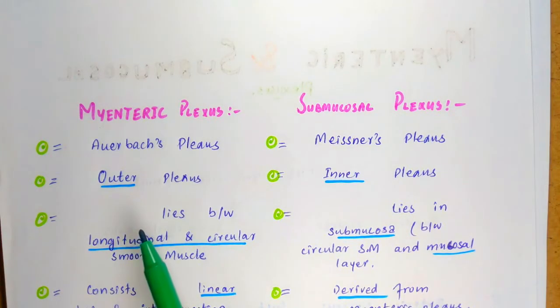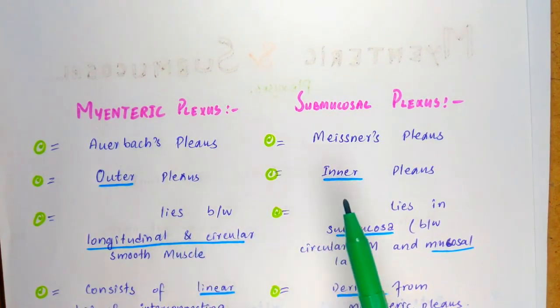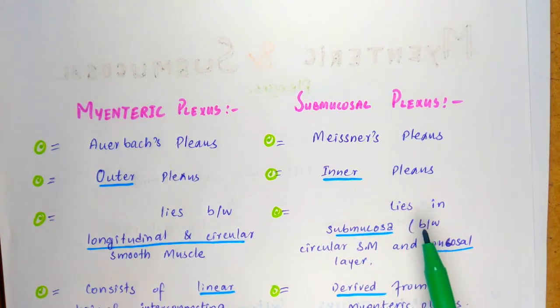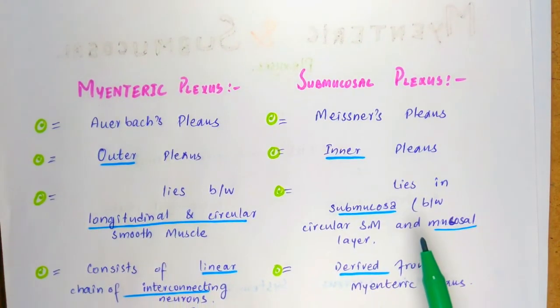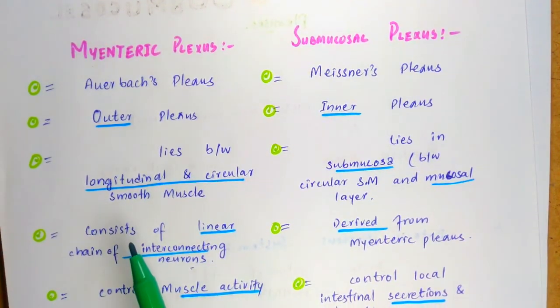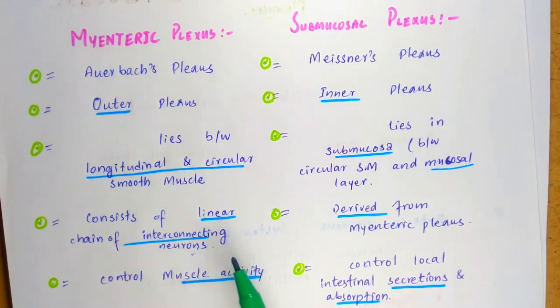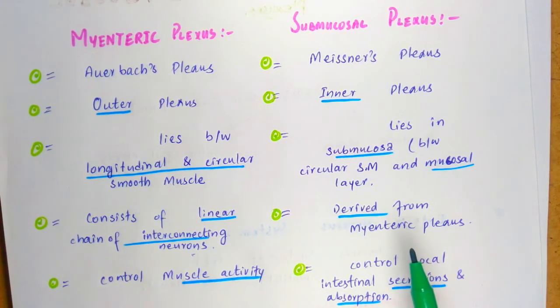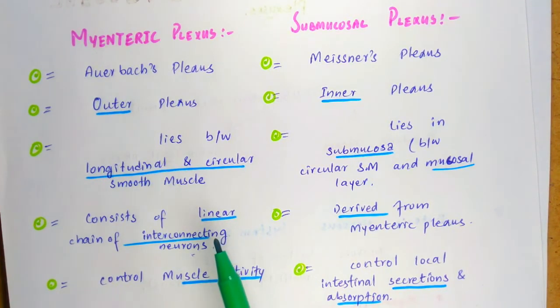As for the location, the myenteric plexus lies between the longitudinal and the circular smooth muscle layers, while the submucosal plexus lies in the submucosa between the circular smooth muscle and the mucosal layer of the gastrointestinal tract wall. The myenteric plexus consists of a linear chain of interconnecting neurons that extends throughout the length of the gastrointestinal tract. The submucosal plexus is derived from the myenteric plexus.